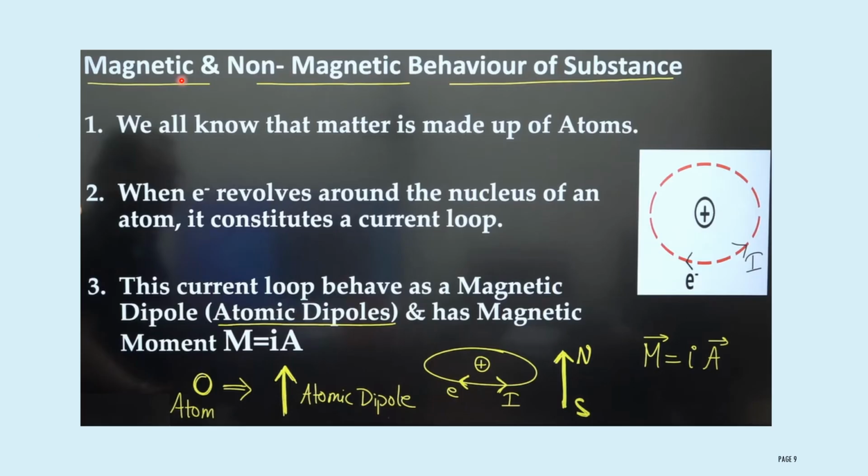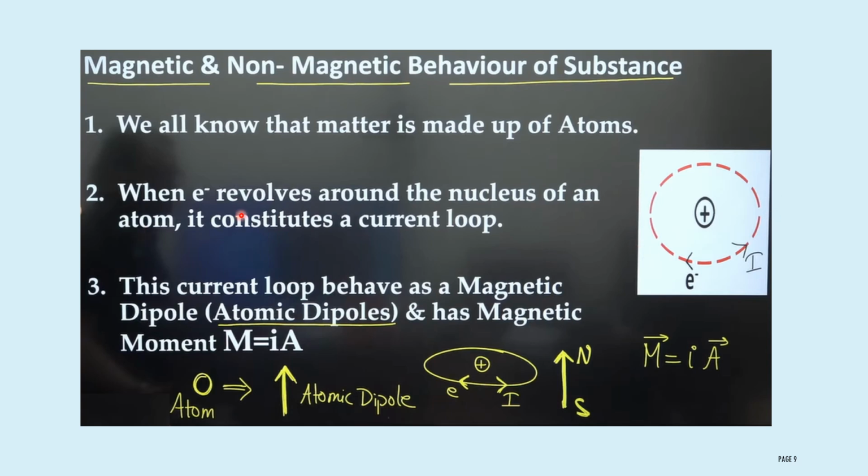Let us discuss in detail the magnetic and non-magnetic behavior of a substance. You know that all matter is made up of atoms. Each and every matter is made up of atoms. Each atom contains a positively charged nucleus, located at the center of the atom. Then the electrons revolve around the nucleus.